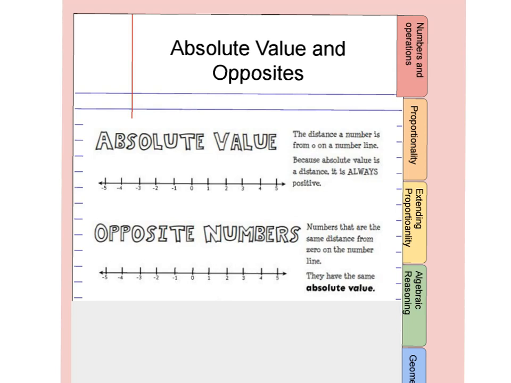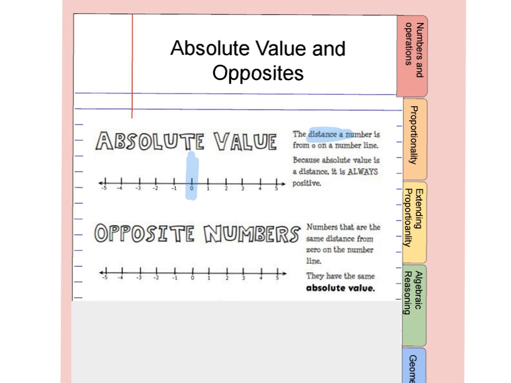Today we will be talking about absolute value and opposite numbers. So if we look at the definitions right here, an absolute value is the distance a number is from 0 on a number line. So we're always starting at 0 right here. We're seeing how far it is from 0 on a number line.